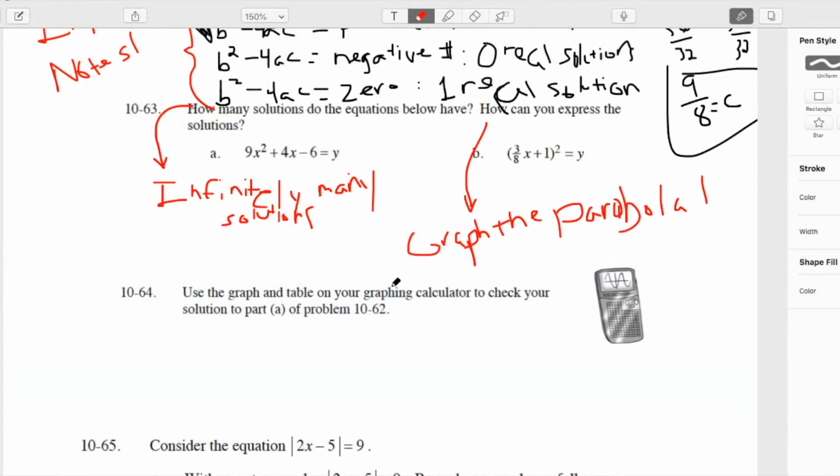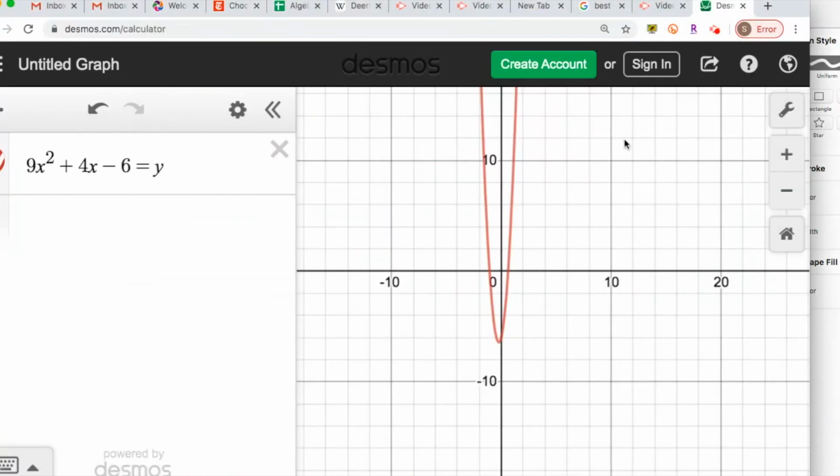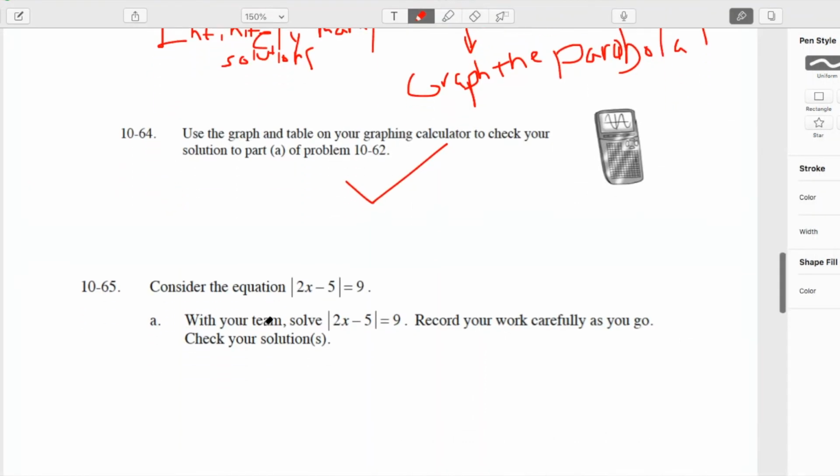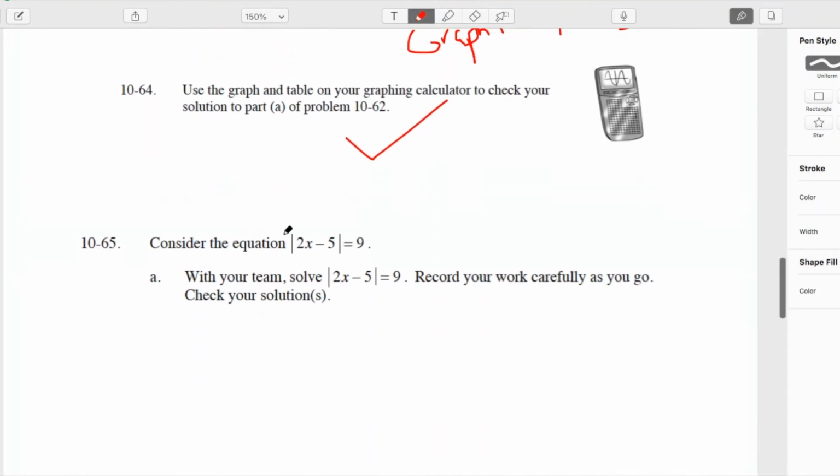That's that. So we confirmed using the graphing calculator that there were infinitely many solutions, and that's just all the points on the graph. A reminder, that's when y is what your equation is equal to, not a particular number. You're going to have all sorts of solutions. Okie dokie. Consider the equation absolute value of 2x minus 5 equals 9. Let's do an absolute value problem here. With your team, solve the absolute value of 2x minus 5 equal to 9. Record your work as carefully as you go.